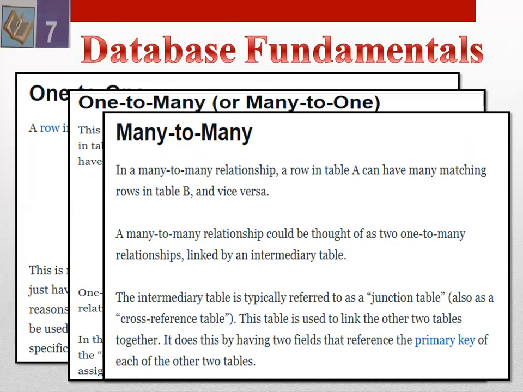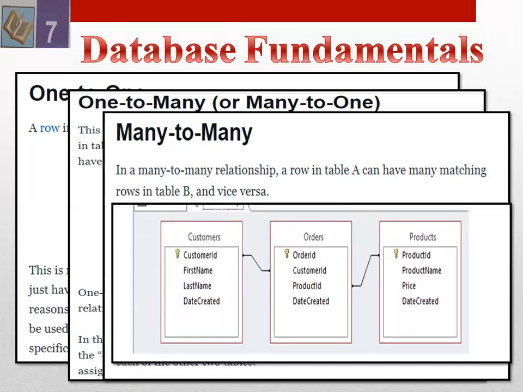So in many to many relationship, this type of relationship is used when for each instance in the first entity class, there can be many instances in the second entity class, and for each instance in the second entity class, there can be many instances in the first entity class. So here on your screen, you can view the customers, orders, and the products. The customers can place many orders, and there is a many to many relationship.